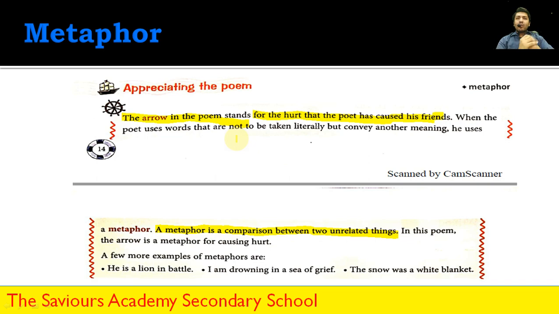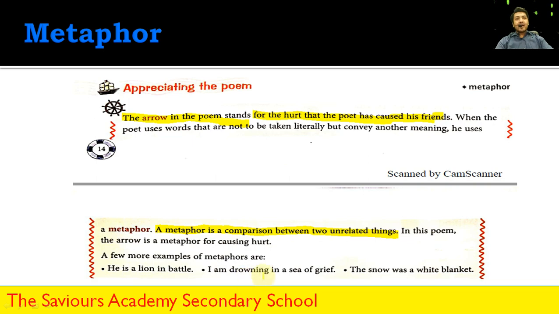So what is a metaphor? A metaphor is a comparison between two unrelated things. दो ऐसी चीज़ों का comparison जो बिल्कुल आपस में मेल नहीं खाती, जो बिल्कुल नहीं मिलती. For example, आप नीचे देखें, for me, he is a lion in battle. युद्ध में वो एक शेर है.